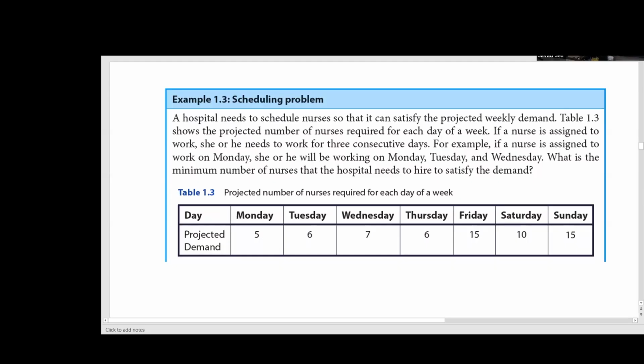A hospital needs to schedule nurses so that it can satisfy the projected weekly demand. This table shows the projected number of nurses required for each day of a week, and that's going to be recurring. If a nurse is assigned to a day, basically, she or he needs to work for 3 consecutive days. For example, if they are assigned to work on Monday, they're going to be working Monday, Tuesday, Wednesday. What is the minimum number of nurses that the hospital needs to hire to satisfy demand?